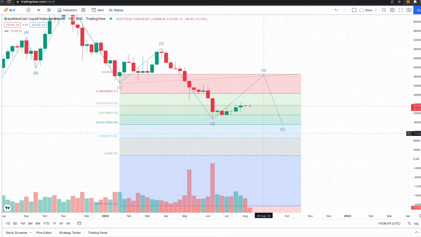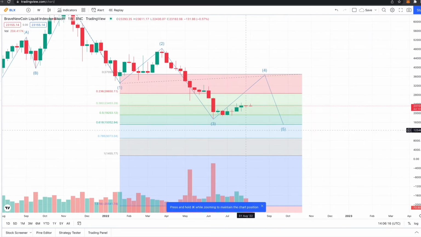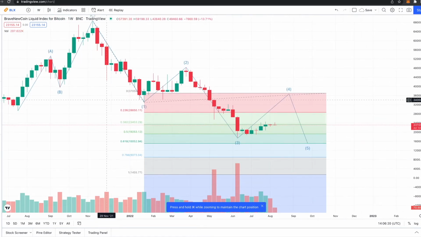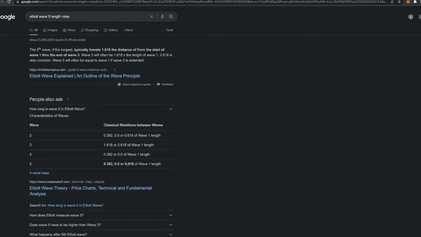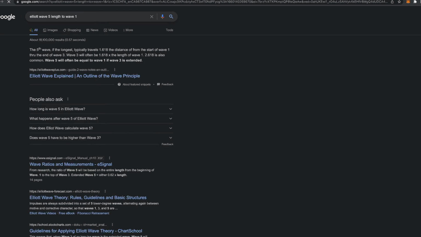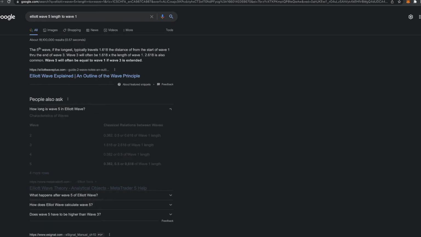So what can we go up to here? 1.618. Very possible. It all depends kind of where wave 4 ends, how long it takes us to get there. So here's my area which I'm looking at next, 15,000. So that's one scenario. The other is that wave 5 length to wave 1 is usually 100% of the extension, I believe.